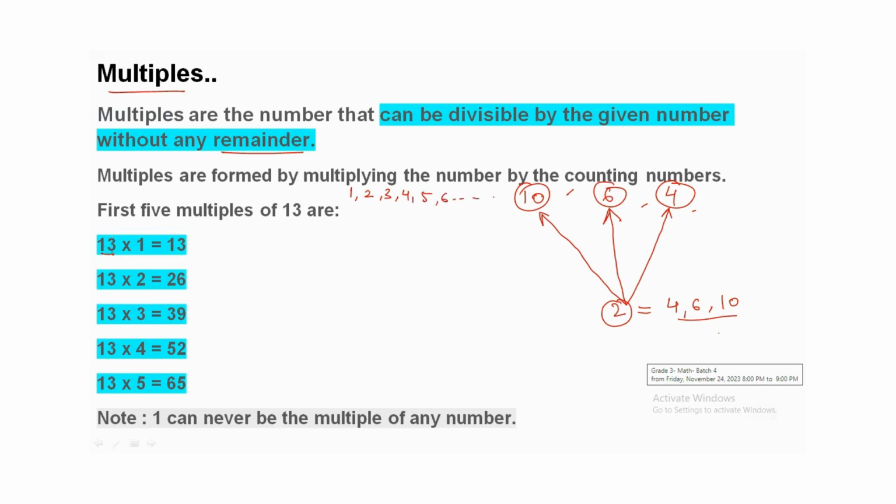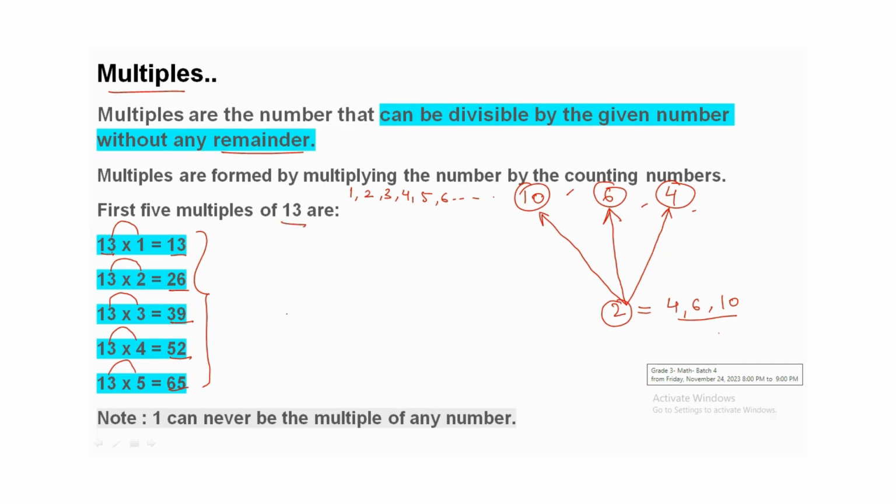If I am multiplying 13 by 1, I am getting 13. If I am multiplying 13 by 2, I am getting 26. 13 by 3, 39. 13 by 4, 52. 13 by 5, 65. Correct. So all these numbers, 13, 26, 39, 52, 65, are the multiples of 13.